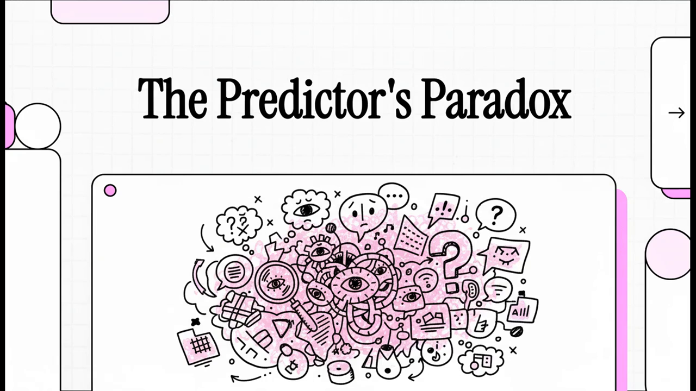You know that feeling when you have more information than ever before, but somehow you feel less sure about what's going to happen? Well, today we're diving headfirst into a really fascinating puzzle in the world of data, the predictor's paradox. It's this strange idea that adding more clues to the mix can sometimes make the picture much, much fuzzier.